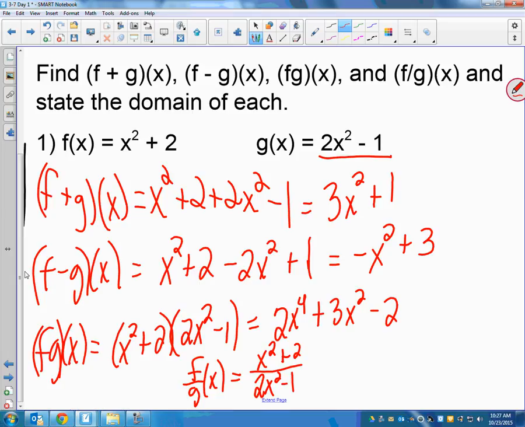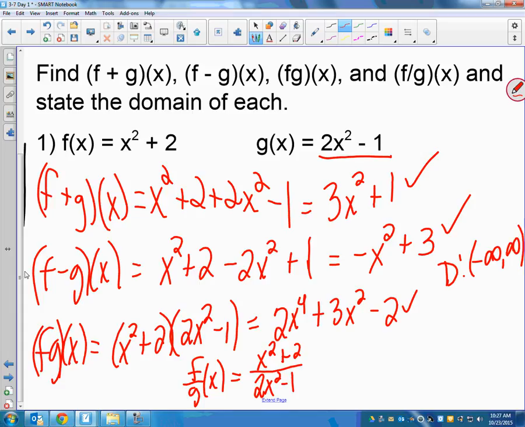But the domain part, all right? So what is the domain of x squared plus 2? Yeah, it's a parabola, right? Quadratics, polynomials have domains of all real numbers. So if this is all real numbers and this is all real numbers, when I add them or subtract them or multiply them, is my domain going to change? No. If it's all real numbers to begin with, it's going to stay all real numbers. So the domain for this one and this one and this one, the domain is just still all real numbers. Nothing is restricted.